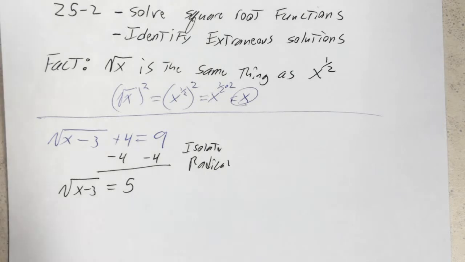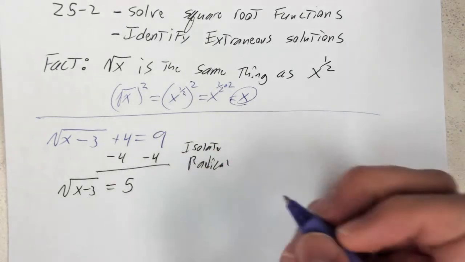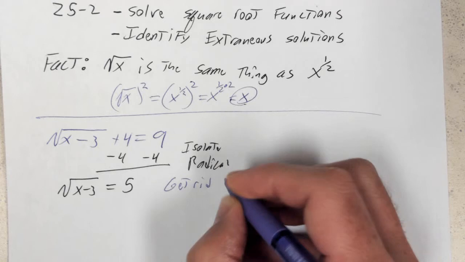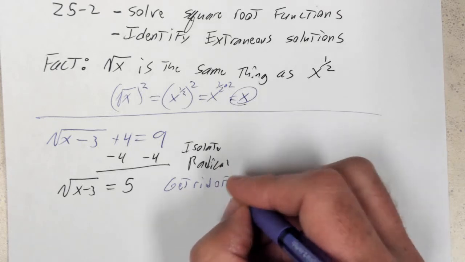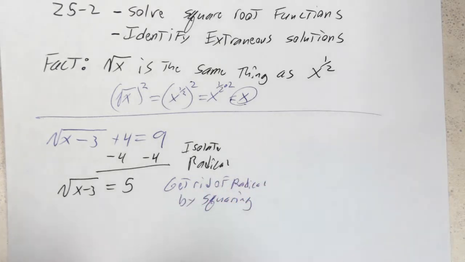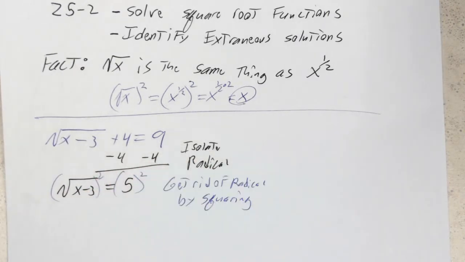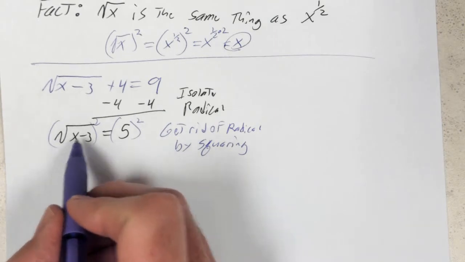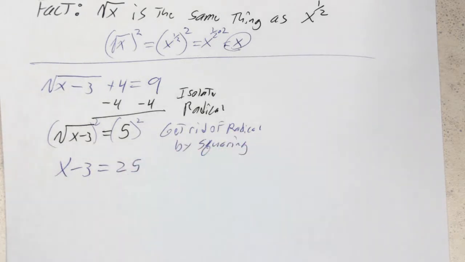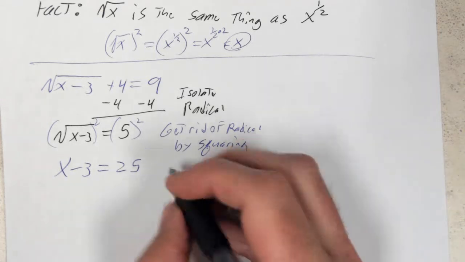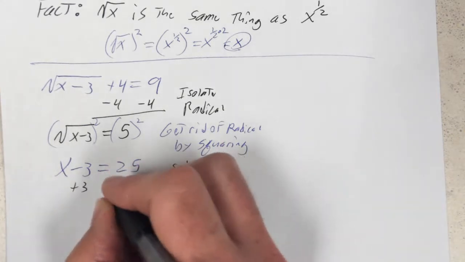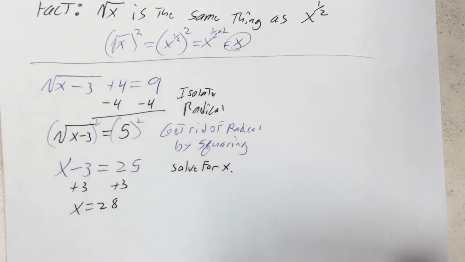Isolate the radical. Once you've done that, you want to get rid of the square root by squaring. Get rid of radical by squaring. So that becomes squared, and that becomes squared. So the square root of x minus 3 squared is just x minus 3, and then 5 squared is 25. And then solve for x. So plus 3, x is equal to 28.